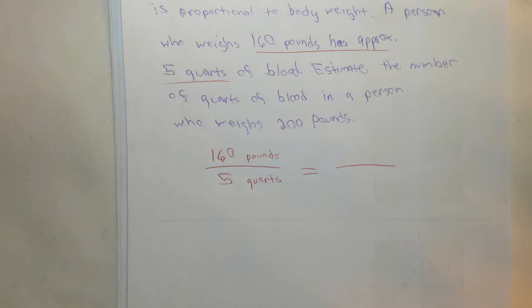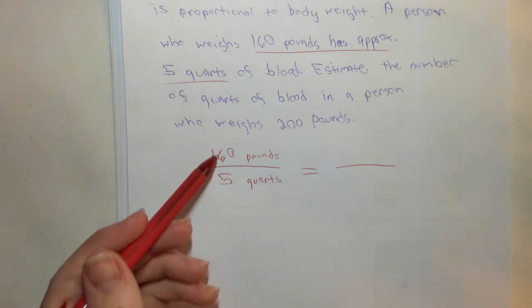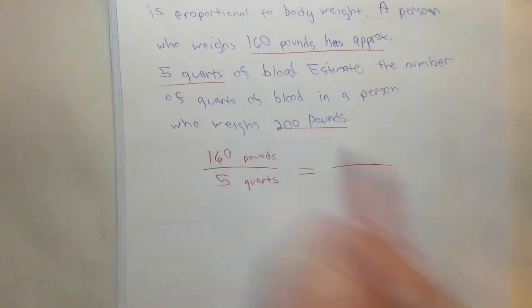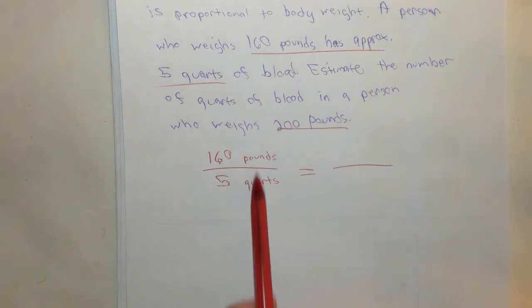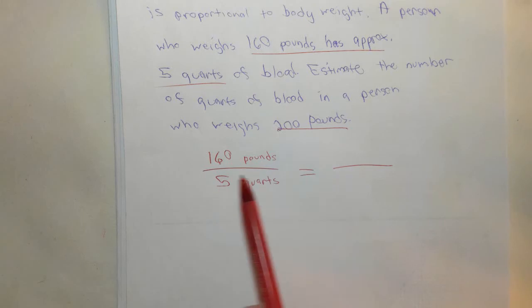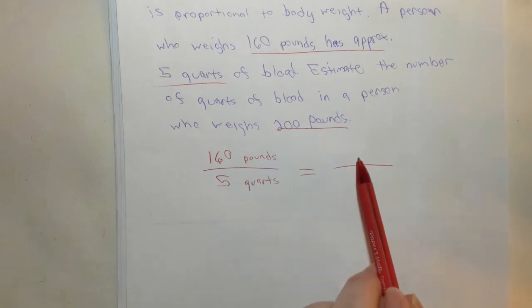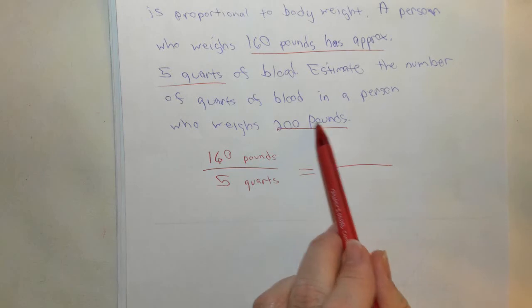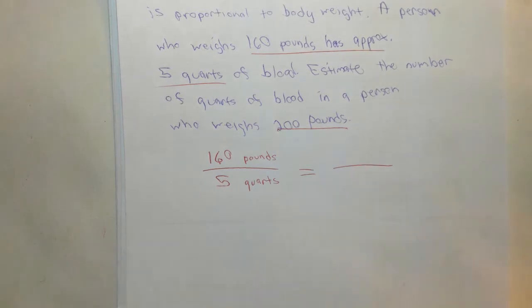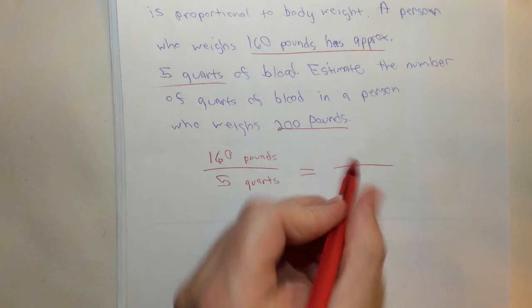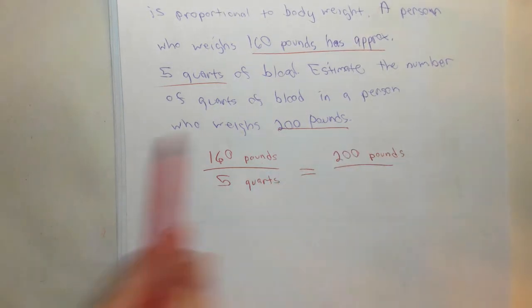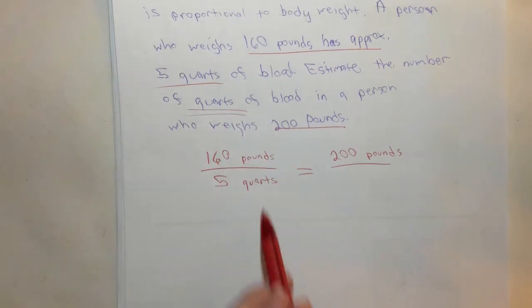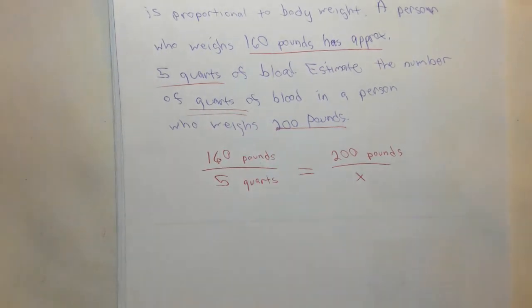For the next part, they only give us one thing. They tell us 200 pounds. So some books will not include the units. I like to keep the units because that tells me where this 200 pounds goes, whether it goes on top or on bottom. So pounds is here, so 200 pounds goes here. The question was estimate the number of quarts. Okay, so my quarts should be on the bottom. That's my x.